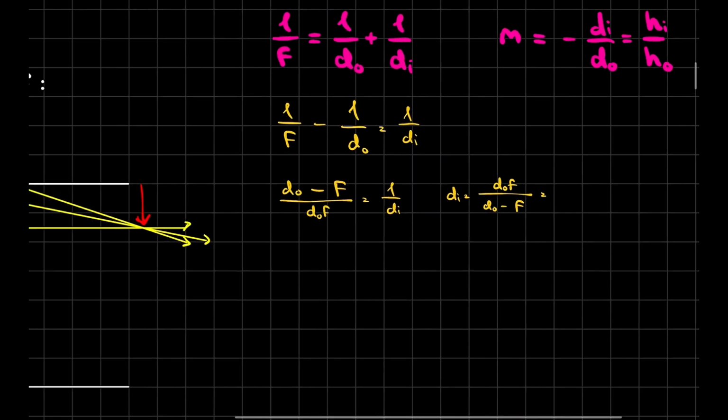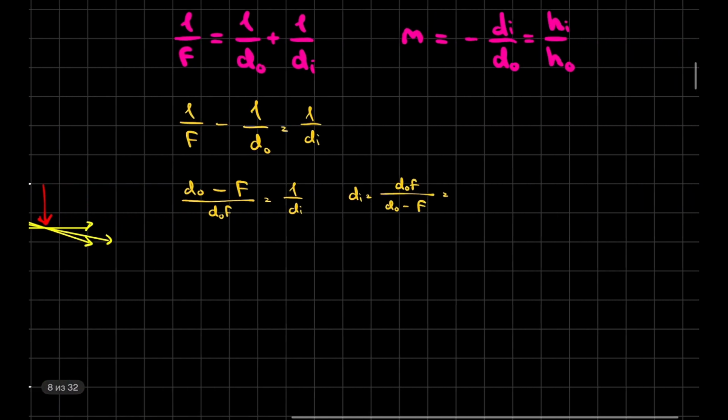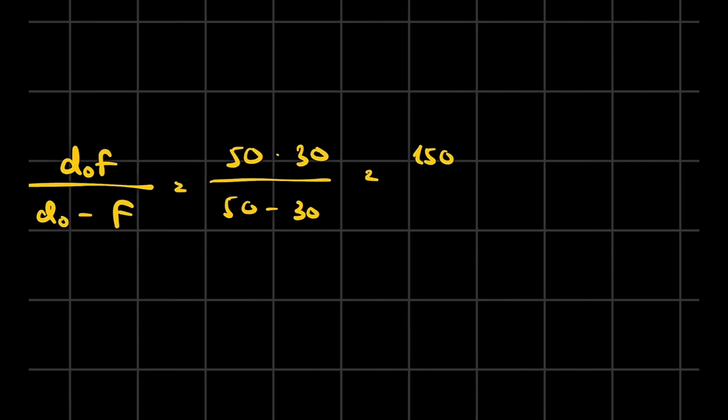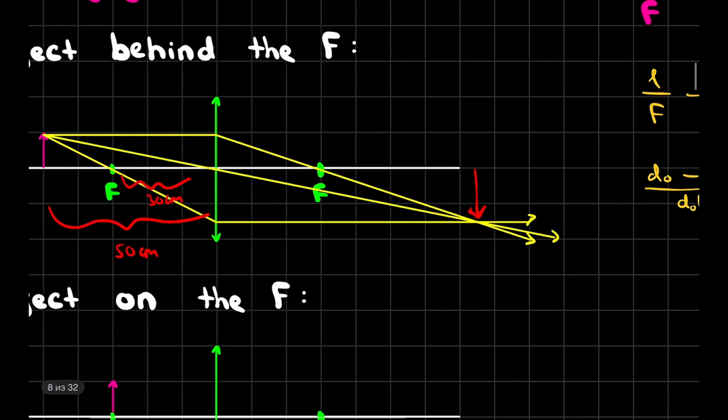And right now, let's just apply numbers. Distance of the object was 50, focal length was 30. So if it was 50 multiplied by 30, over 50 minus 30, then definitely this thing is 1500. Here we have 20, cancel. Then this thing would be 150 divided by 2, which is 75 centimeters. Our image was meant to be at 75 centimeters.